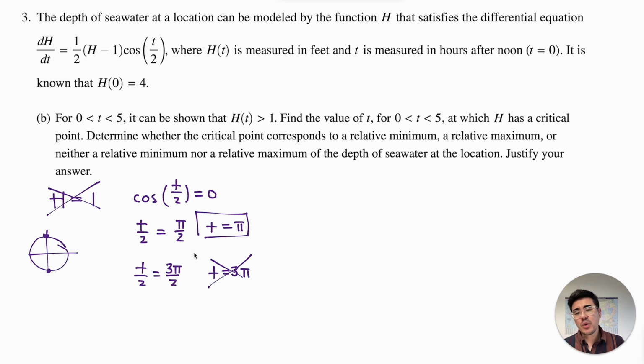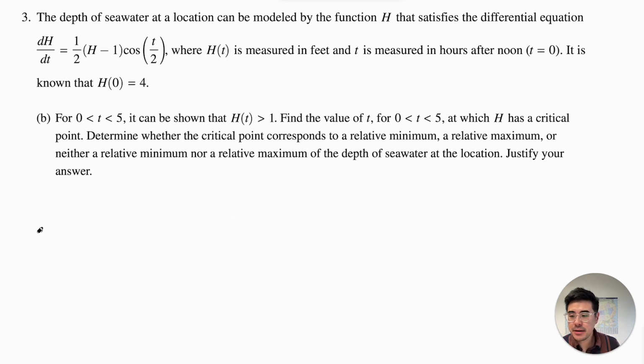Now with differential equations, the best way to find if it's a relative min, max, or neither is to use the second derivative test. Okay, so I'm probably going to need all this space to calculate the second derivative, but it's going to be d squared h over dt squared. I'm going to need to use the product rule. I'm taking the derivative of both sides with respect to t, by the way.